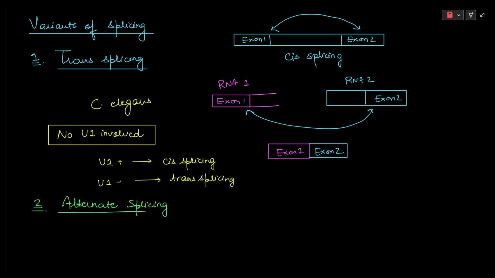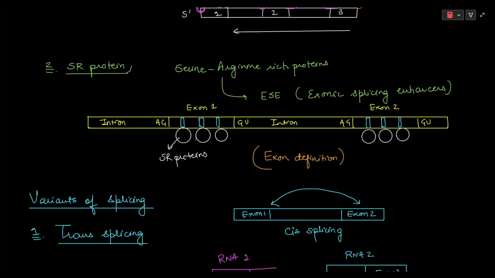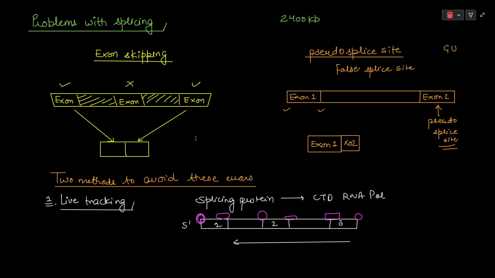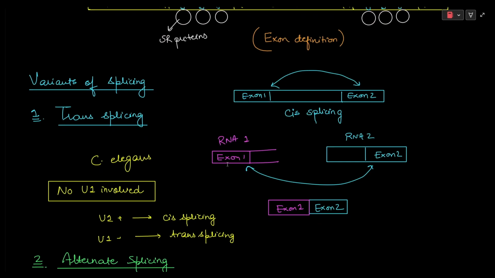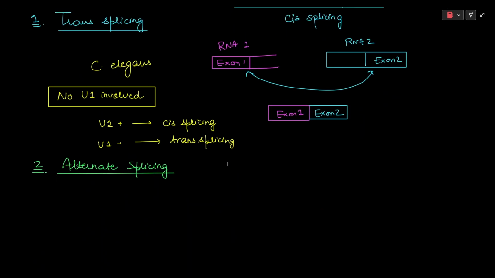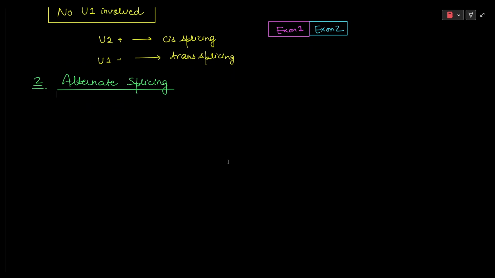Now, in alternate splicing, the exons are deliberately skipped. I know previously I told you that exon skipping is an error. It is an error when it happens by mistake, but sometimes the cell wants to skip an exon, and that scenario is what we call alternate splicing. Let's take a look here. I'm going to take an example of the troponin T gene. Actually, alternate splicing, where exon skipping is done deliberately, is quite common.